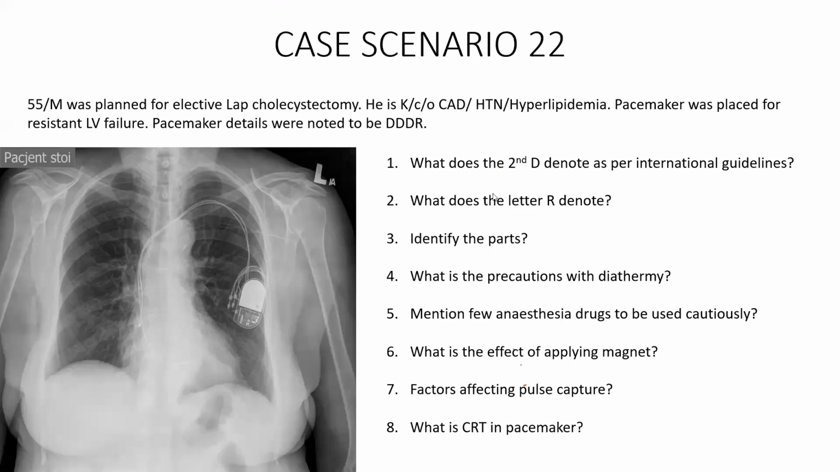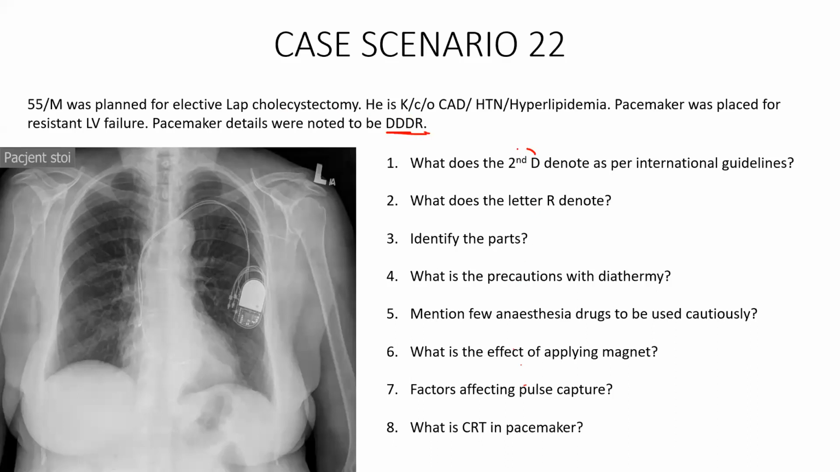We'll start the station. So this patient is an elderly male coming for lap cholecystectomy. He's a known case of ischemic heart disease, hypertension, hyperlipidemia, and a pacemaker is being placed. The pacemaker details have been noted to be D, D, D, and R.